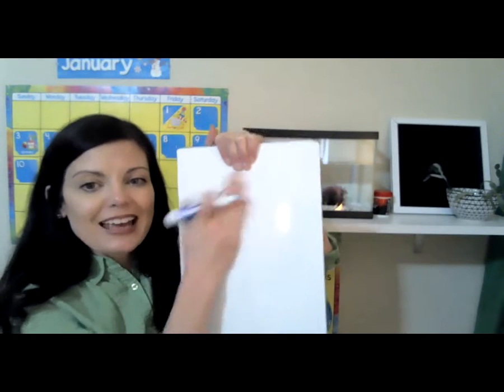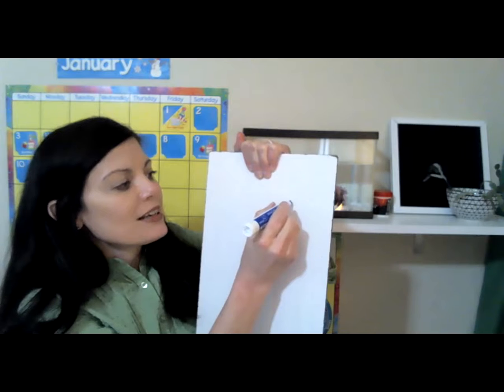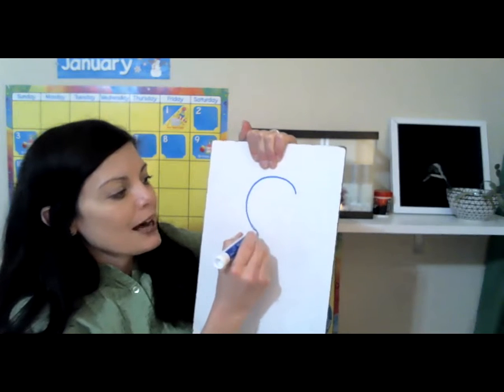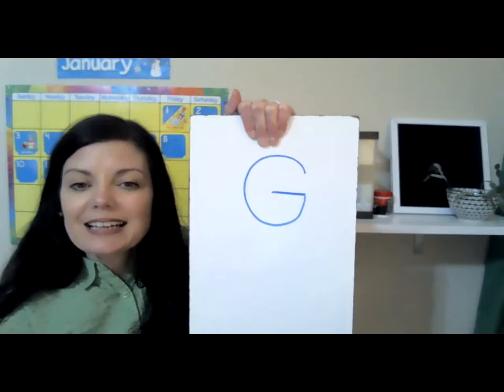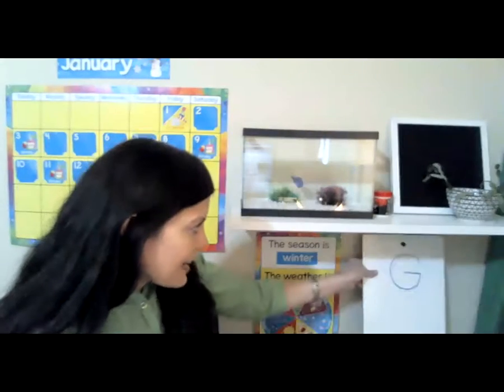Let me show you that again, okay? You're going to start near the top, go up, curve down and around, and open the gate. That's the uppercase letter G. So let me show you what that looks like on the handwriting house.